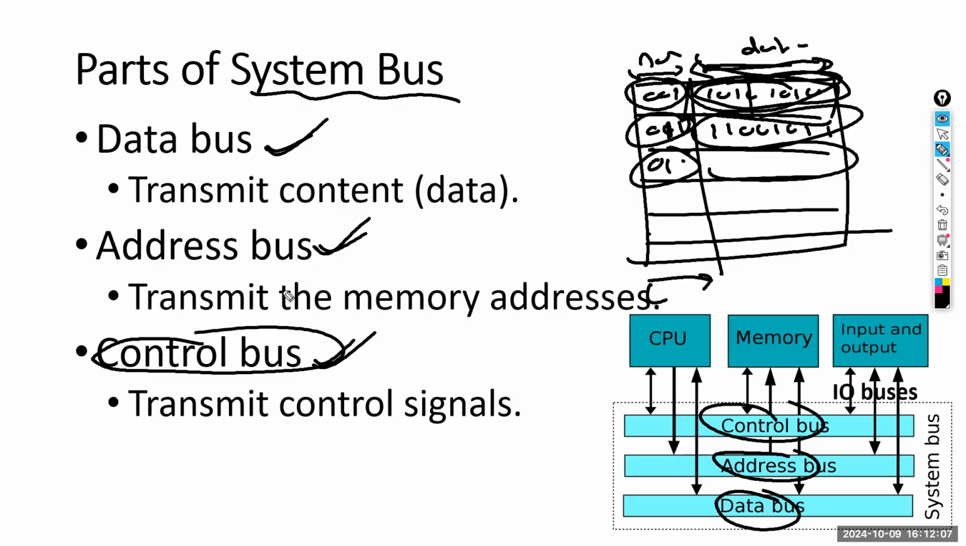So now you must know the usages of these three sub-buses. The data bus is used to transmit the data or content of the memory address. The address bus is used to send the memory addresses to and from. The control bus is to transfer control signals. For example, a control signal might say, okay, save it or read it, if it is sent to the memory, and so on. Data bus, address bus, control bus.